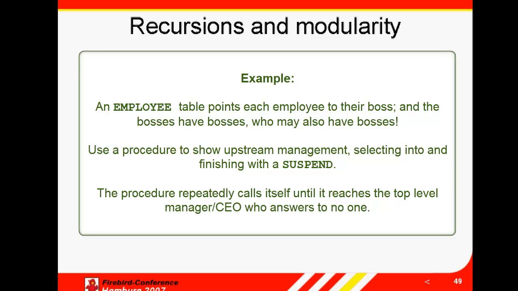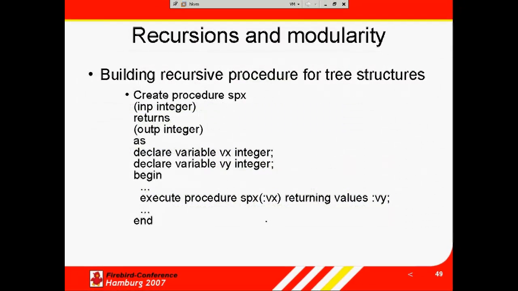Then it would go and call the same procedure again, this time with the resulting boss's ID. The procedure would carry on in this way until it reached the top level management, who answer to no one, basically the CEO. But please always take extreme care when programming recursion.